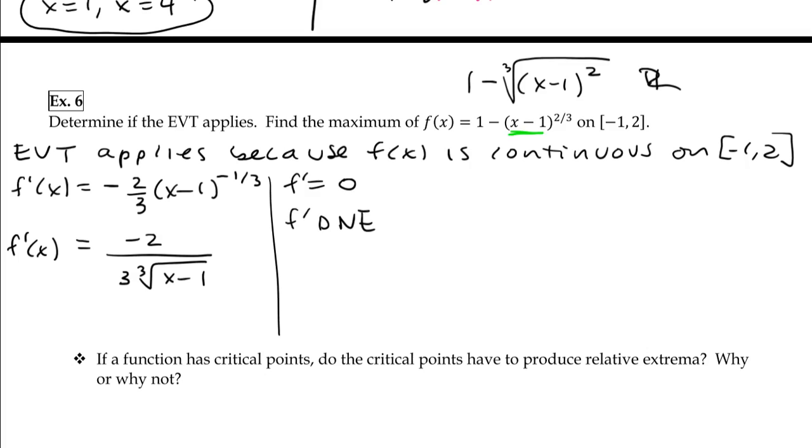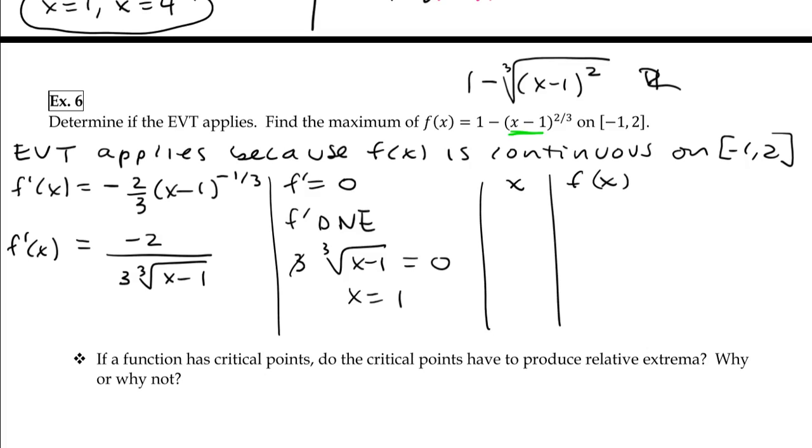The derivative does not exist when the bottom is equal to 0, because we can't have 0 in the bottom. You can see you divide by 3. Can you see x has to be 1? If you want to, you can cube both sides, but 0 cubed is 0, so x minus 1 is 0, x is 1. We only have one critical number in this case, so now we're going to test them. We're going to sub them back into the original function to see who wins. -1 is an endpoint, 1 is a critical number, and 2 is an endpoint.